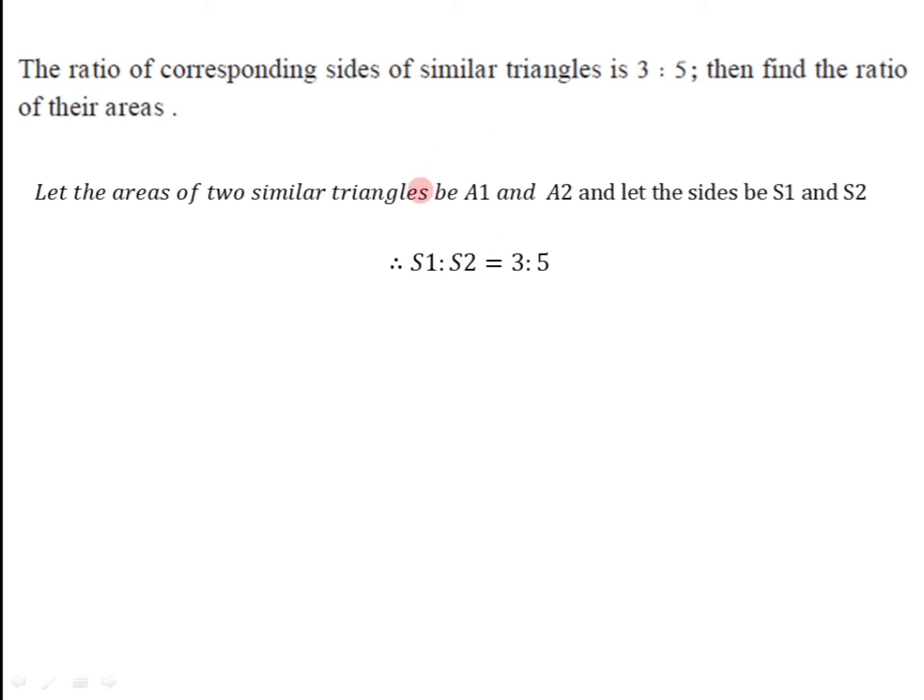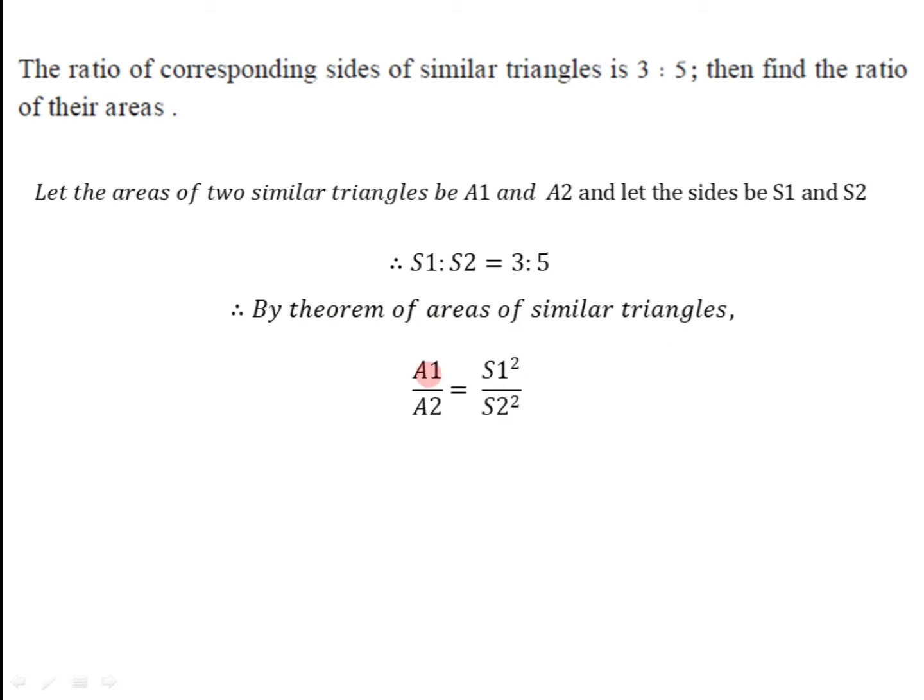Now as these two triangles are similar, we can use the property of areas of similar triangles. That is, if two triangles are similar, then the ratio of their areas is equal to the ratio of squares of their corresponding sides. We have supposed variables A1 and A2 for the areas of those two triangles. So by the theorem of areas of similar triangles, A1 divided by A2 is equal to S1 square divided by S2 square, where S1 and S2 are corresponding sides of similar triangles.